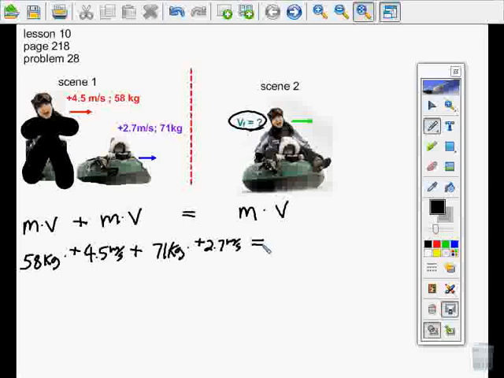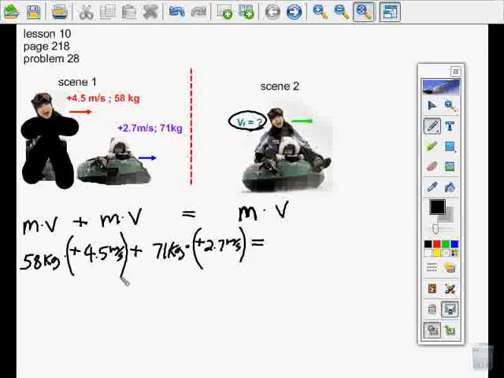So what are we going to use for this mass over here? This mass after the... Oh, you're multiplying that. That's just plus. That's just positive. Yeah. You're multiplying 71 and 2.7, right? Yeah. Okay. It's just not parentheses. I got it.